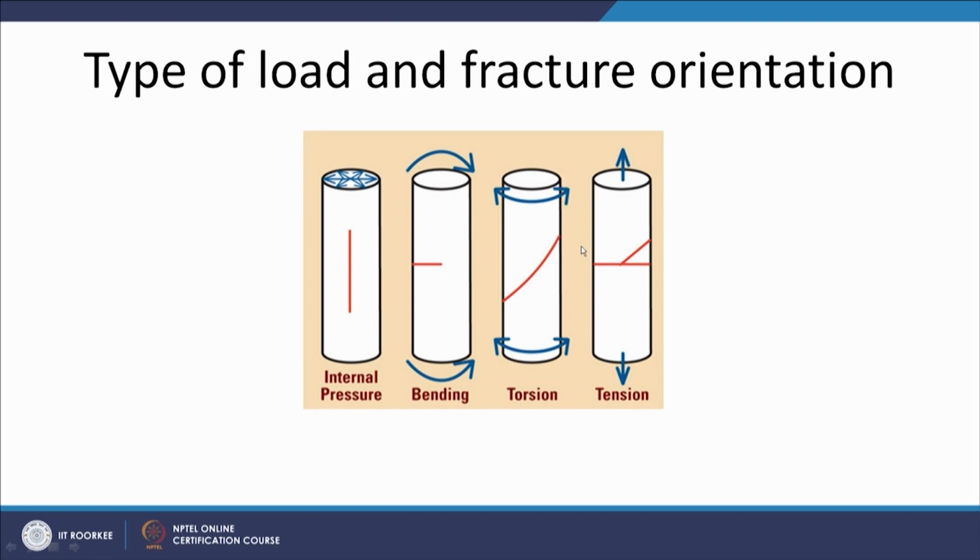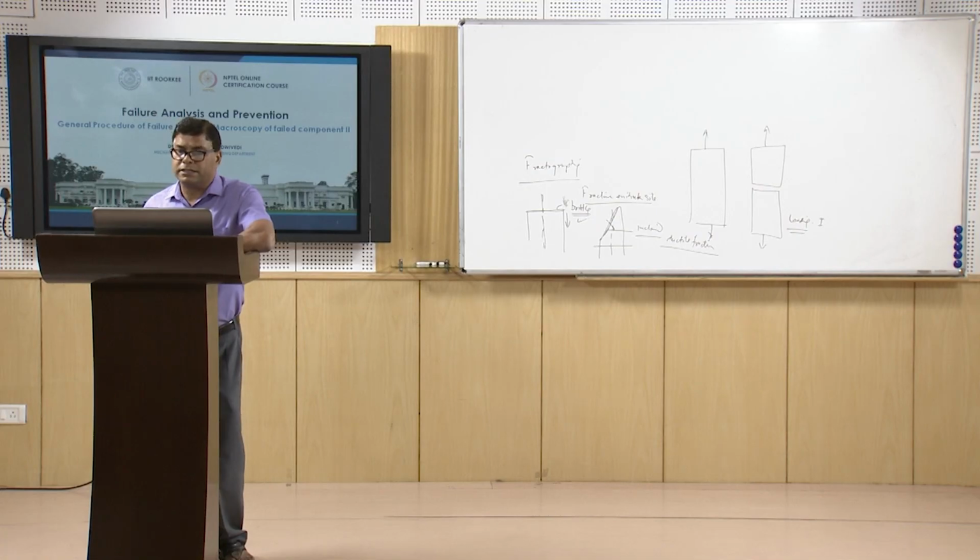In case of the torsional, there will be a slant fracture surface, and in case of the tension, it can be both, a flat fracture surface or a slant fracture surface, as per the type of the fracture, whether it is ductile or brittle. So, there can be both flat fracture or slant fractures in case of the tensile load. Depending upon the type of loading, the fracture surface orientation can vary significantly, and that can be schematically understood from this diagram.